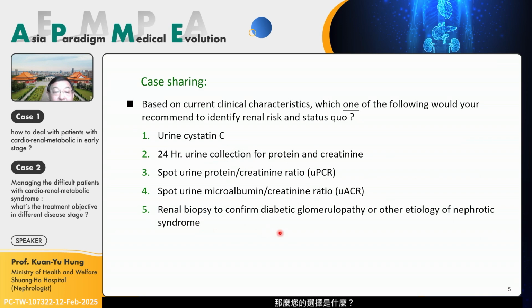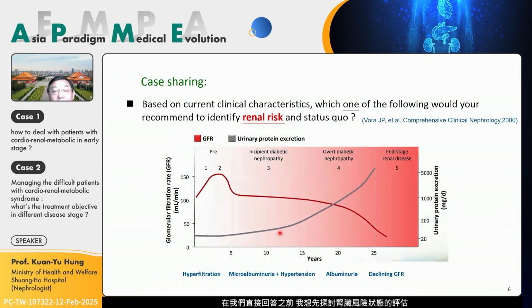What's your choice? Before we go to the direct answers, I would like to show the risk of renal status. We know that in diabetes there is a period called the silent period. The silent period means that long before we see the full presentation, for example the leg edema or the renal decline, there are some clues or early signs. So what is the first sign of renal involvement in the diabetes population? The first sign is proteinuria. Proteinuria will develop long before, more than 5 years before, the full spectrum of leg edema.